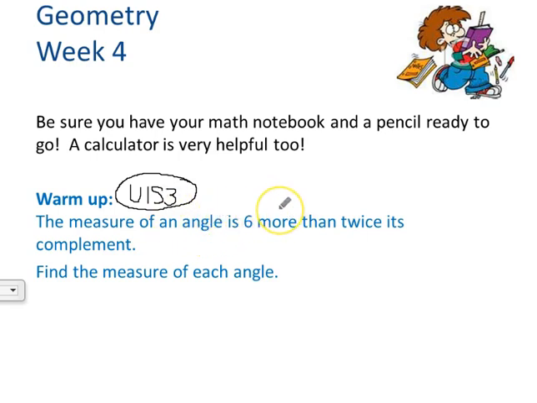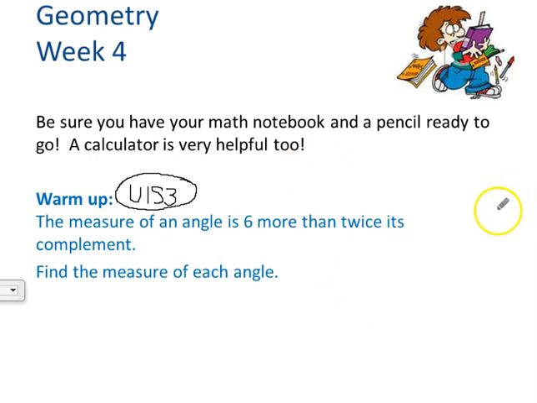And what is the question? It is the measure of an angle. So we don't know the measure of an angle. That's our unknown. The measure of an angle is 6 more than twice its complement. So what I want you to do is write an equation that represents this situation, and then I want you to find the measurement of each angle.